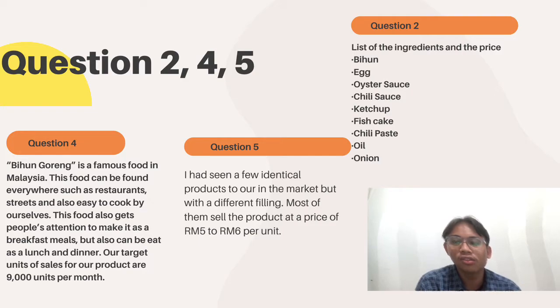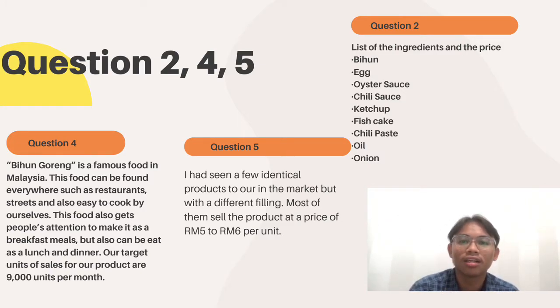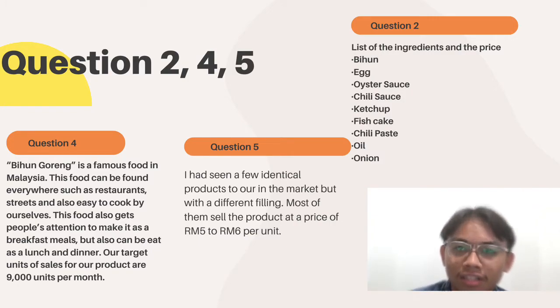We decided to choose bihun goreng as our product. So the ingredients are bihun, egg, oyster sauce, chili sauce, ketchup, fish cake, chili paste, oil, and last but not least, onion.